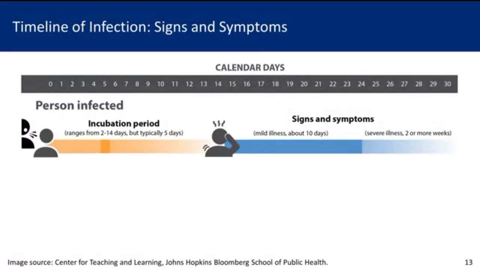At the end of their incubation period, again, which will be an average of 5 days, but can be up to 14 days, they will develop signs and symptoms of disease. So for people who have mild illness, that illness is going to last about 7 days. For people who have more severe illness, that can last 2 weeks or more.